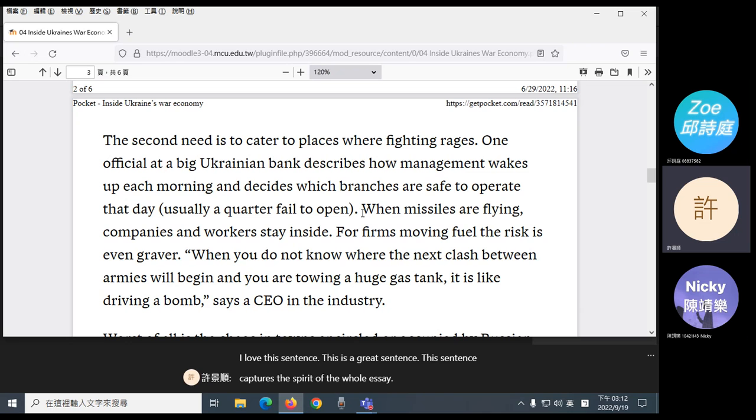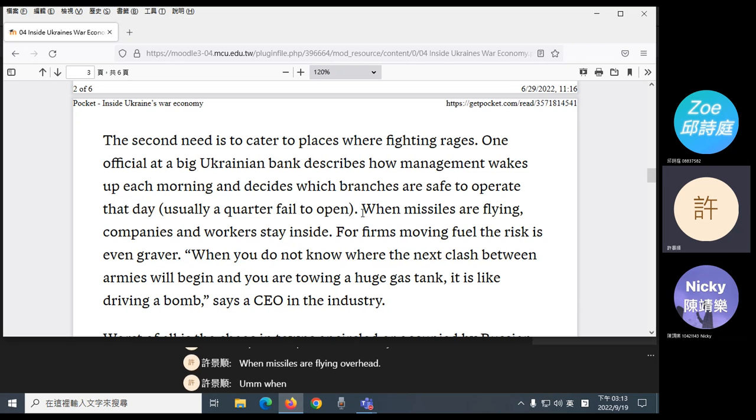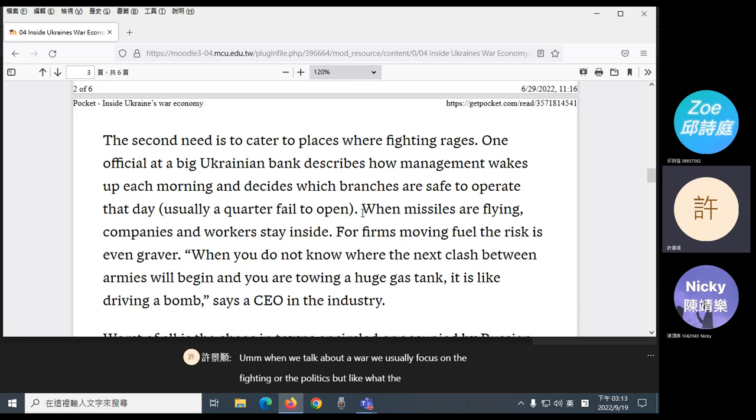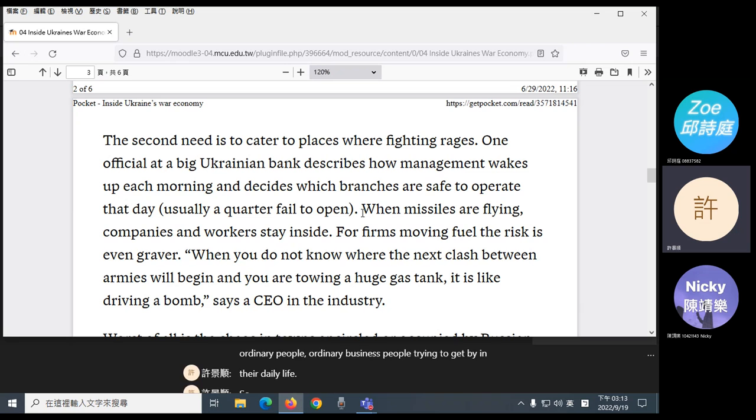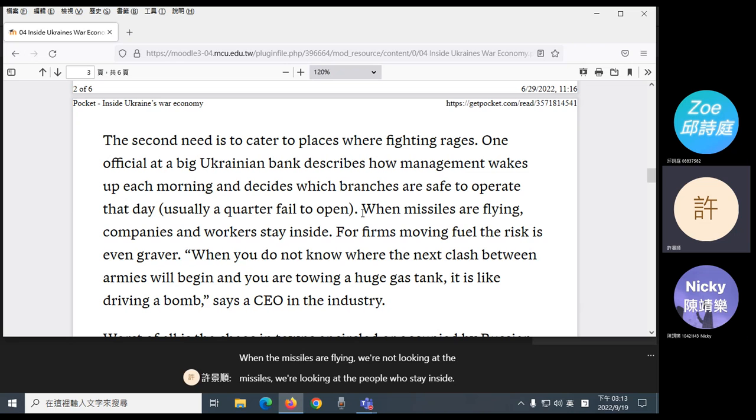When missiles are flying overhead, when we talk about a war, we usually focus on the fighting or the politics, or like what the president is saying. But this piece is not about that, right? This piece is about ordinary people, ordinary business people trying to get by in their daily life. So when the missiles are flying, we're not looking at the missiles. We're looking at the people who stay inside. That's what this essay is doing.